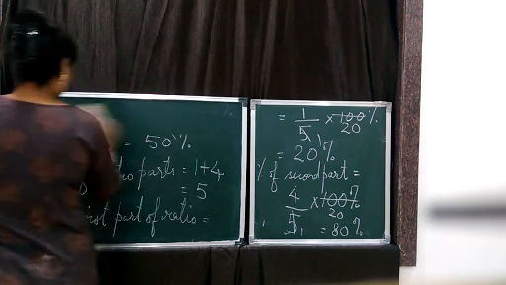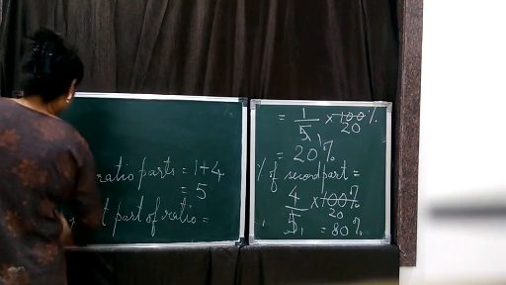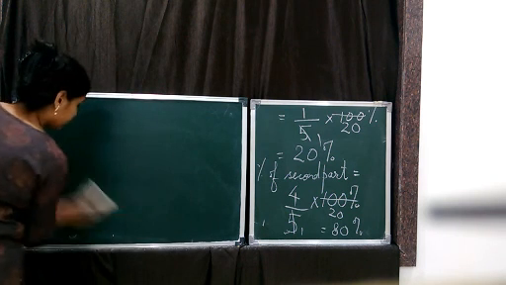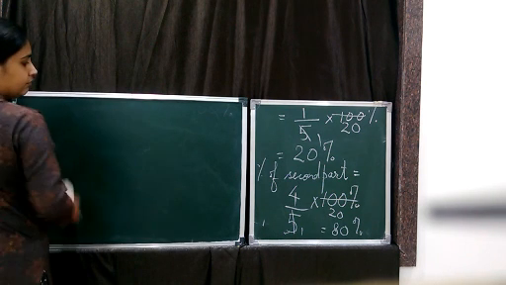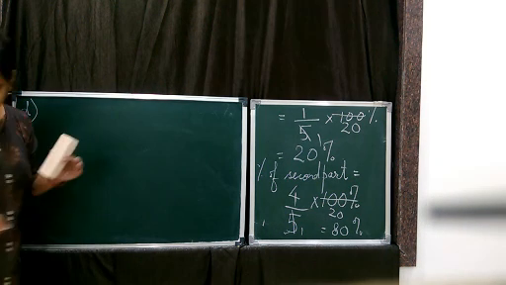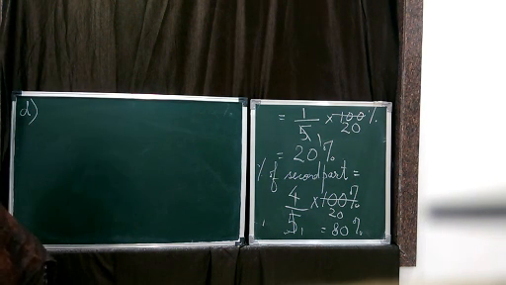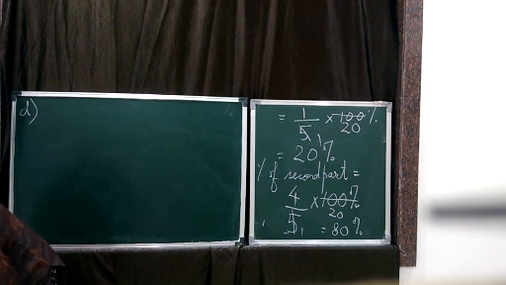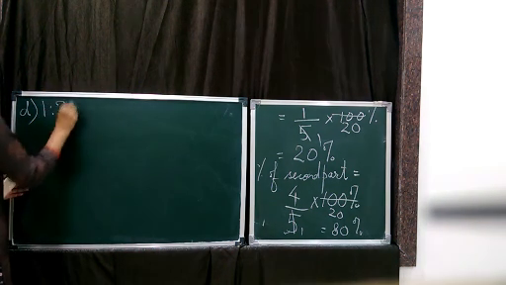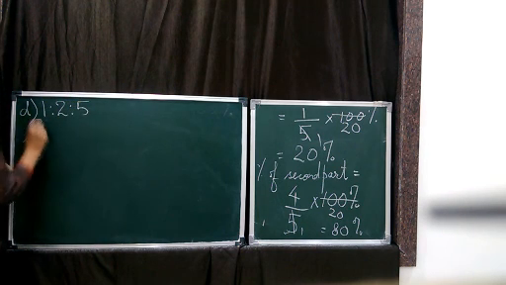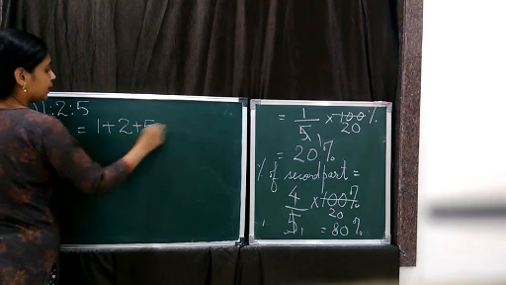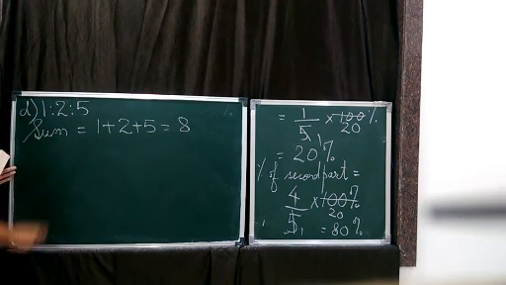Now we are going to start D, children. What is D? 1:2:5. Again, first we find the sum. Sum is 1 plus 2 plus 5, which is equal to 8.